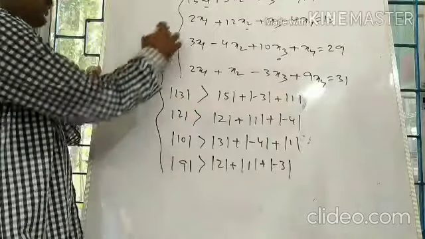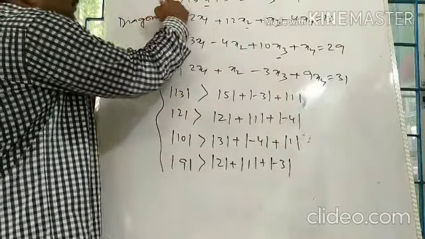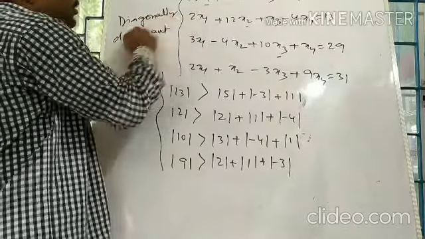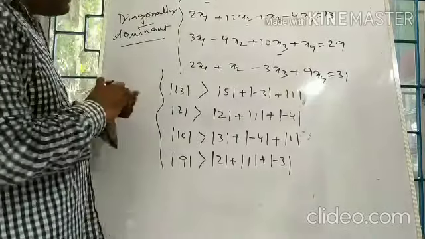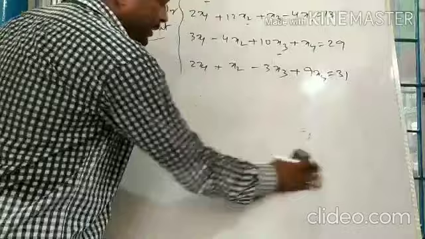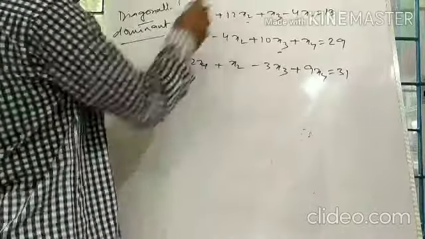So the given system of equations is a diagonally dominant system of equations. So we do not need to rearrange this system of equations. It is already in the diagonally dominant form.